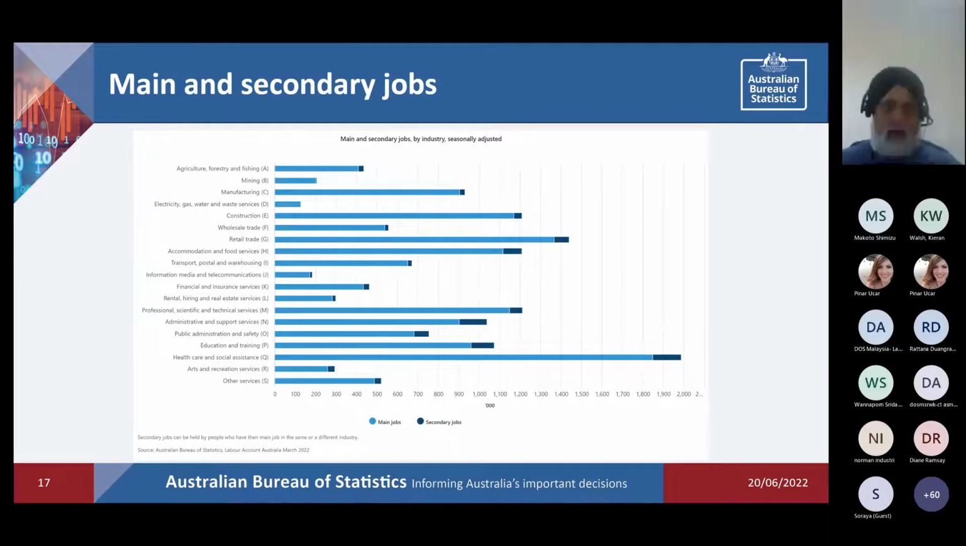This chart shows that the estimated main and secondary jobs from the Labour Account by industry has various disparate differences across the industries. A couple of highlights are that mining and electricity, gas, water and waste services, for example, have very few secondary jobs, at only about 2%. In comparison, for administrative and support services, as I've flagged previously, 13% of all jobs are secondary jobs.